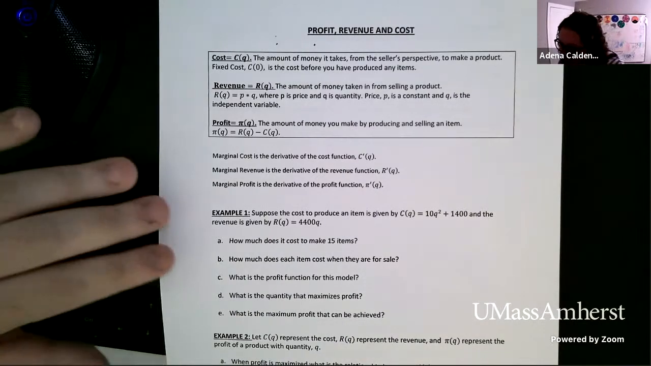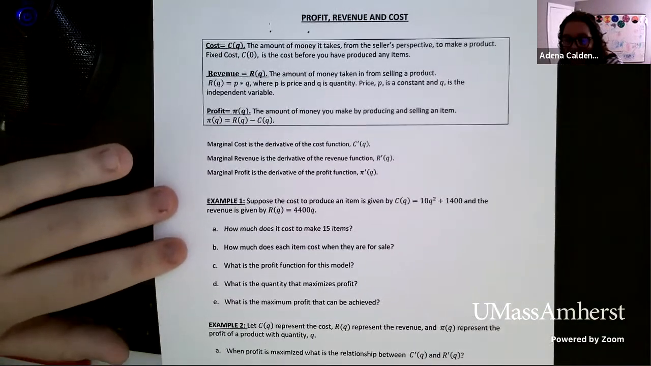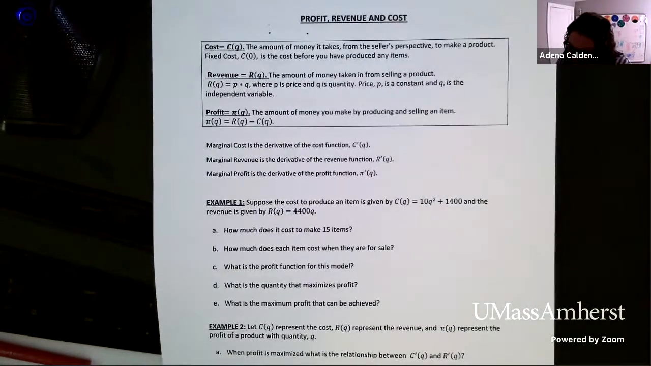So I'm going to just read the functions in case you can't see them, but I want you to try this because I really want you to pay particular attention to the wording of each question to really understand what they're asking for. The setup says, suppose that the cost to produce an item is given by C of Q equals 10Q squared plus 1400, and the revenue is given by R of Q equals 4,400 times Q. Okay, so for part A, how much does it cost to make 15 items? B, how much does each item cost when they are for sale? So think about that wording.